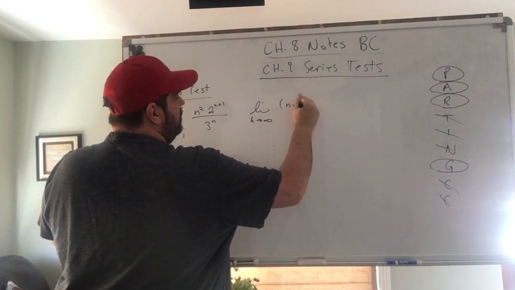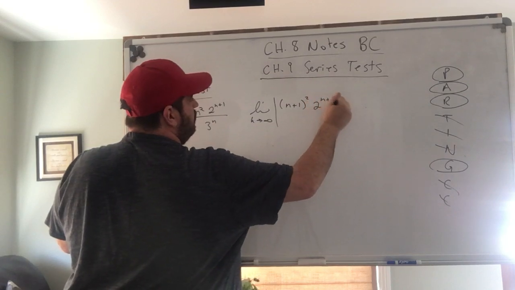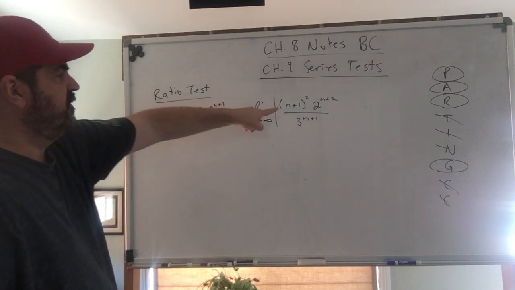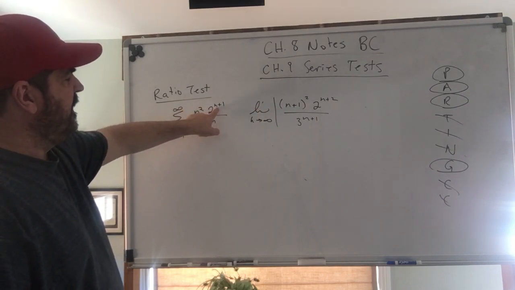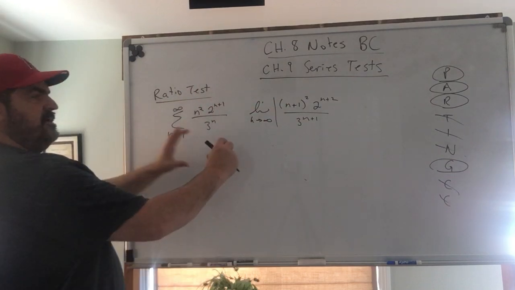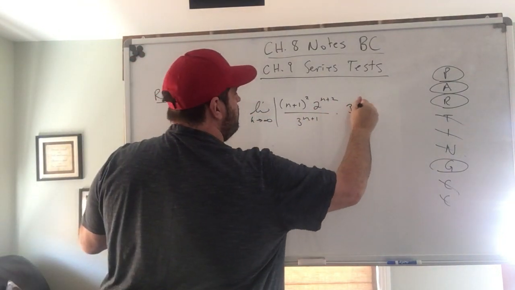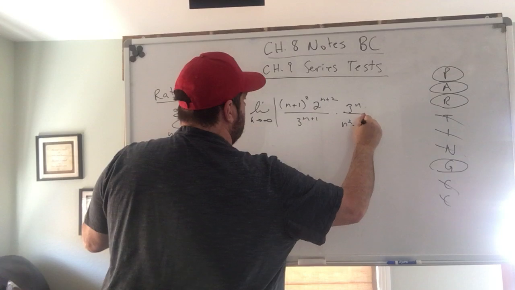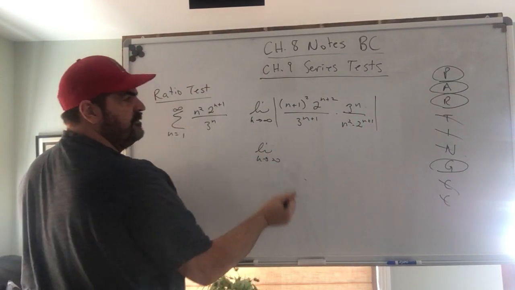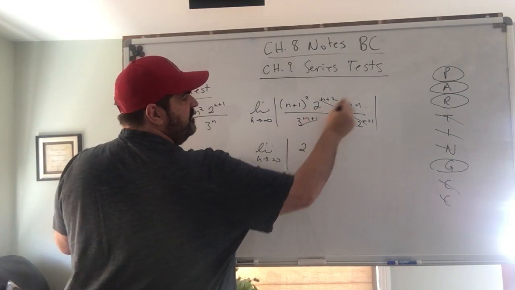And we add 1 to each term. So I got to add 1 to the n, so I get n plus 1 squared. 2 to the, I'm putting n plus 1 plus 1, so n plus 2. 3 to the n plus 1. Don't forget the absolute value. Again, we're supposed to take that next term divided by ours, but we're multiplying by the reciprocal. All right. So these 2's cancel to be a 2 on top. The 3's cancel to be a 3 on the bottom.